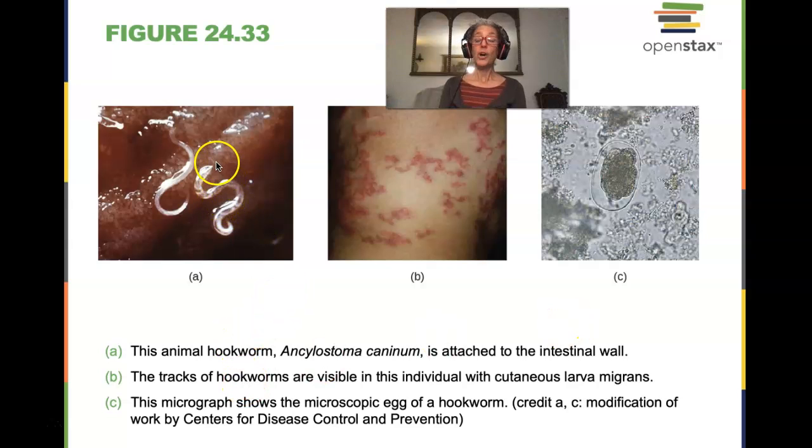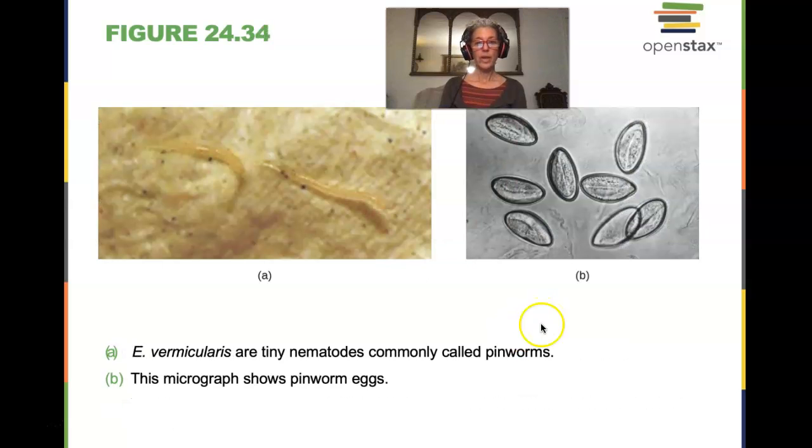Hookworm is called that because it looks like a hook, and it does attach to the intestinal wall, and it can be seen on the skin surface when they migrate outside the digestive system. And it is obtained from contaminated drinking water. Nematodes are roundworms. These are called pinworms because they are very pointy on either end. Image B is the eggs, and that is most likely what would be ingested from the contaminated water, and then they would grow and develop into the actual worms inside the body.